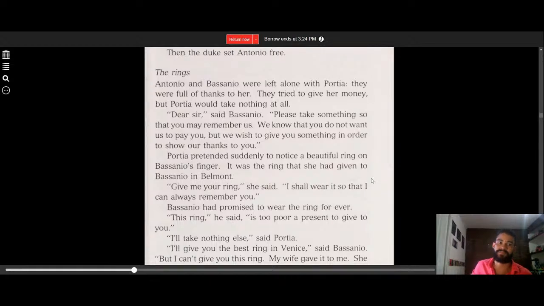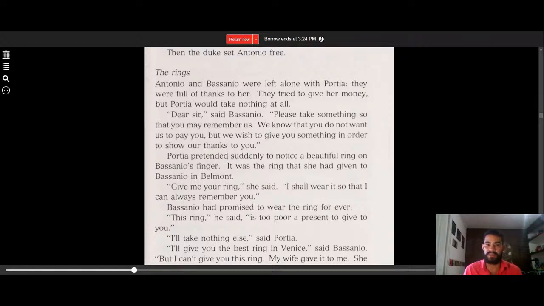Antonio and Bassanio were left alone with Portia. They were full of thanks to her. They tried to give her money, but Portia would take nothing at all. "Dear sir," said Bassanio, "please take something so that you may remember us. We know that you do not want us to pay you, but we wish to give you something in order to show our thanks to you."